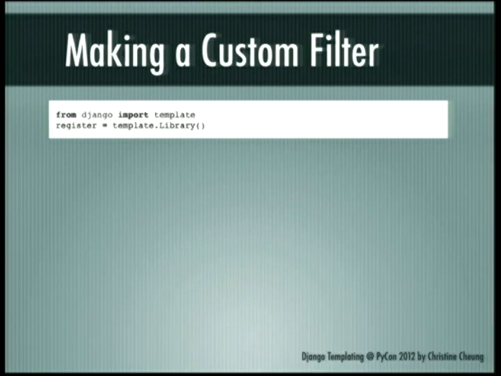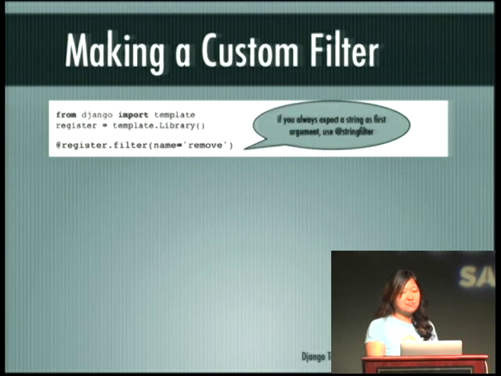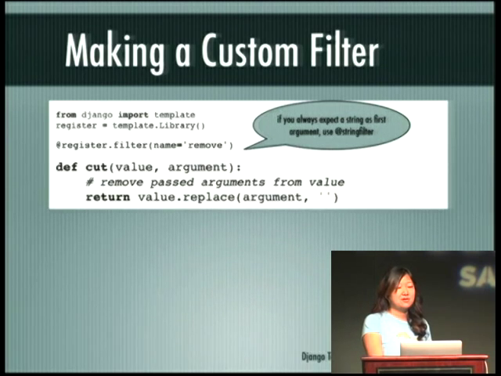We initiate the library, and tell it that we are making a custom tag or filter with a declarator. We can name it, and it will be called removed. And if your filter always expects a string, you can use the stringfilter declarator. Here's our filter. It's super simple, just a basic example.